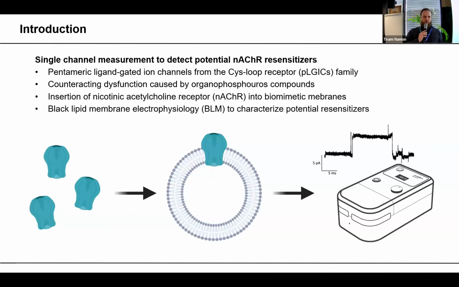As some or all of you may know, we are especially interested in the muscle-type nicotinic acetylcholine receptor. It's a pentameric ligand-gated ion channel of the cys-loop receptor family, as well as, for example, the GABA receptor. And as for the GABA receptor, there are several allosteric modulators known, but right now just for the alpha-7 nicotinic acetylcholine receptor and not for the muscle-type receptor.